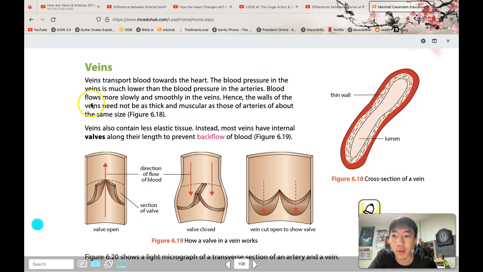Blood is actually flowing slowly and more smoothly in the veins as compared to the arteries, where there is a constant pulse or movement. The blood in veins moves quite smoothly. So the walls in the veins do not need to be as thick and muscular as those in the arteries of similar size. Here we have a cross-section of a vein. As you can see, the wall is thinner, less muscular and less elastic as compared to an artery.